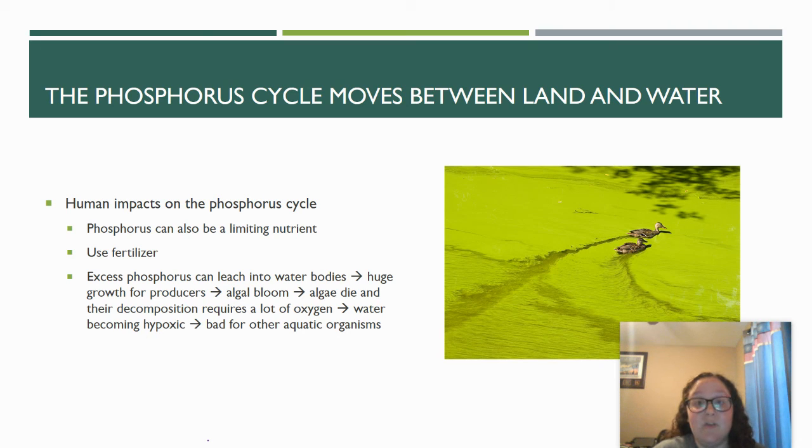So now we have all these algae that have been super happy, reproducing. There's more than ever, but then they die, and their decomposition requires a lot of oxygen, which leads to the water becoming hypoxic. So there's not enough oxygen now in the water for the other aquatic organisms. And this is very bad for them because they don't have enough oxygen to do all the things they need to do. So that's generally everything you need to know about our favorite biogeochemical cycles.